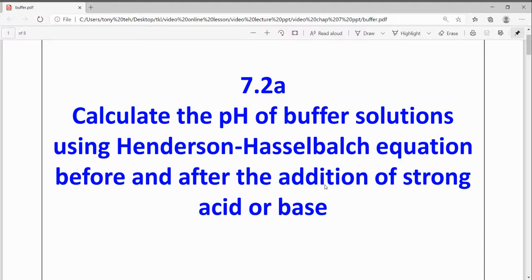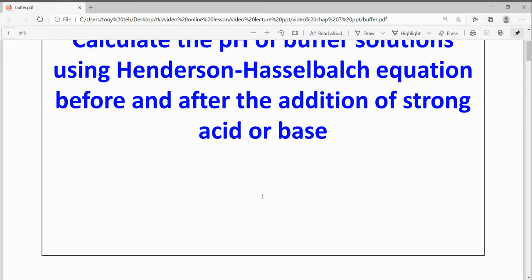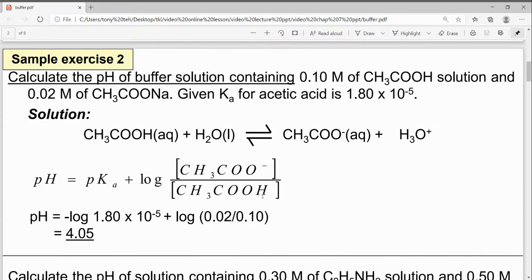Welcome to Chapter 7. Now we shall learn how to calculate the pH of buffer solutions using the Henderson-Hasselbalch equation, before and after the addition of strong acid or strong base. Now let's look at how to calculate.